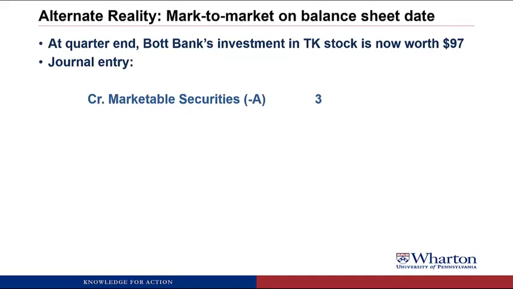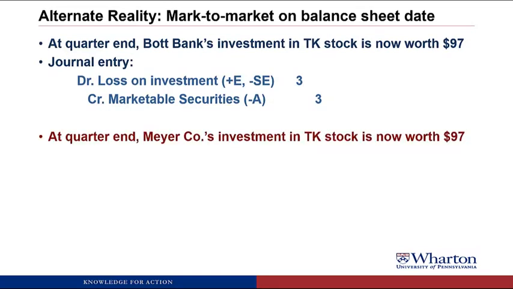Remember, we originally bought the marketable securities at 100. It's the balance sheet date. They're now worth 97. How do we get the asset account from 100 down to 97? We credit the account by 3. So the debit here is going to be a loss on investment, which will show up in the income statement. That's the plus E, and then eventually work its way to stockholders' equity through retained earnings. So under the trading securities method, we book this loss on the income statement.